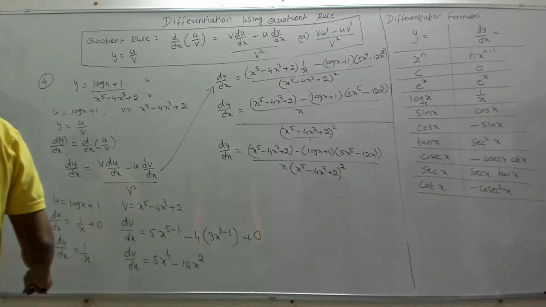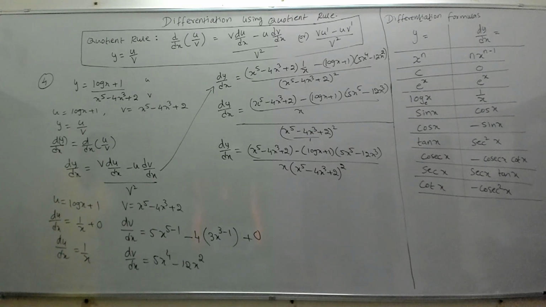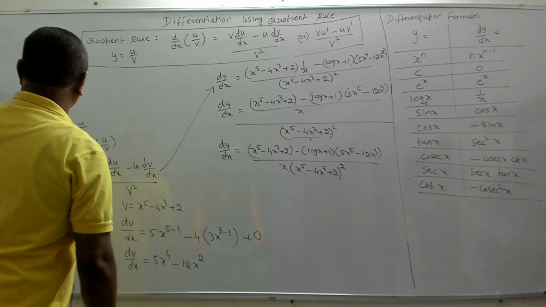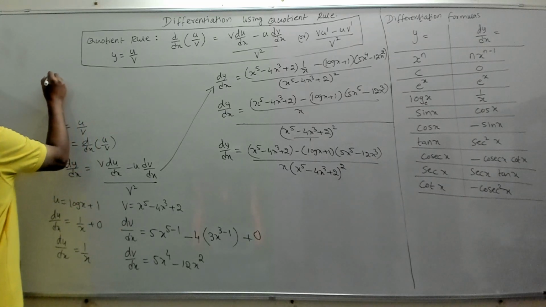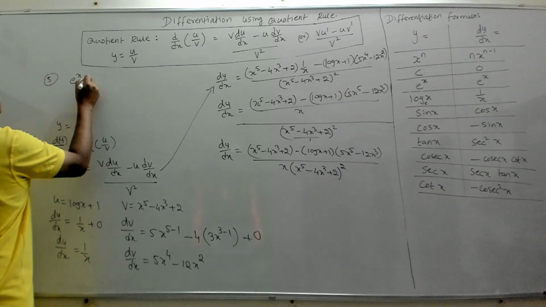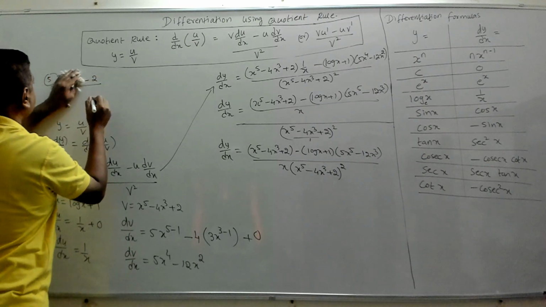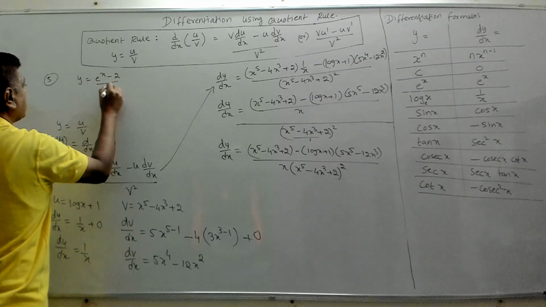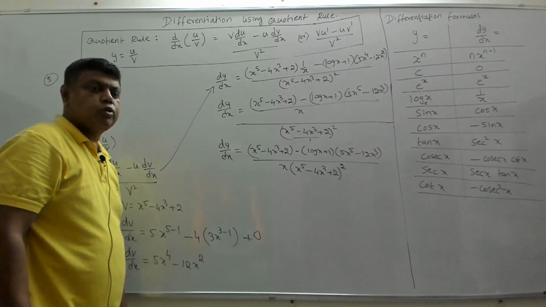Fine. So all of you can pause the video and take the notes. We'll go to the next problem, which is problem number 5. So problem number 5 is, the fifth one, y is equal to e power x minus 2 by cot x. E power x minus 2 by cot x.